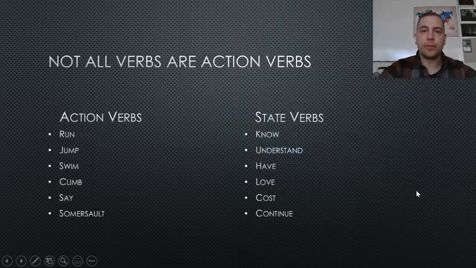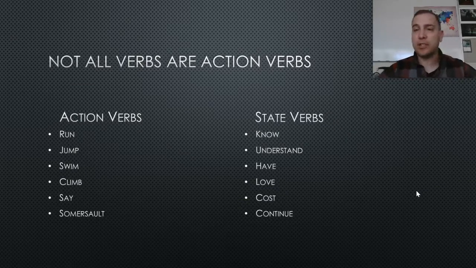And so going into that, not all verbs are action verbs. We have action verbs like run, jump, swim, climb, say, somersault. You could watch these things happen and be like, okay, that person is doing that action, right? It's very easy to imagine. But then there are what are called state verbs, and these tell what state or condition somebody is in, right? You couldn't actually see them if you were to look at that person.